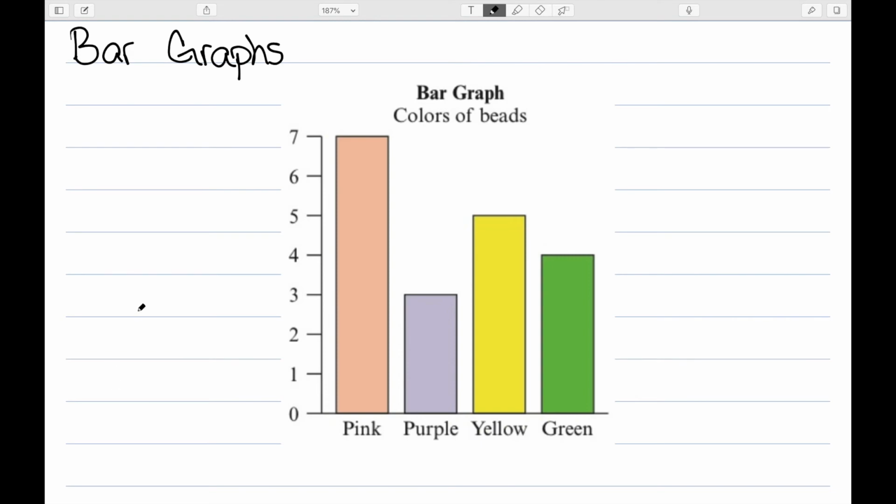If we go back to my beads and the colors of beads that I had drawn, I have this bar graph here where essentially I went from beads in my real graph to circles in my pictograph, and then I just kind of fused all the circles together into a bar for my bar graph. A bar graph is nice for showing at a glance the relative sizes of different categories. We can see that pink is the most and purple is the least, very quickly and easily.